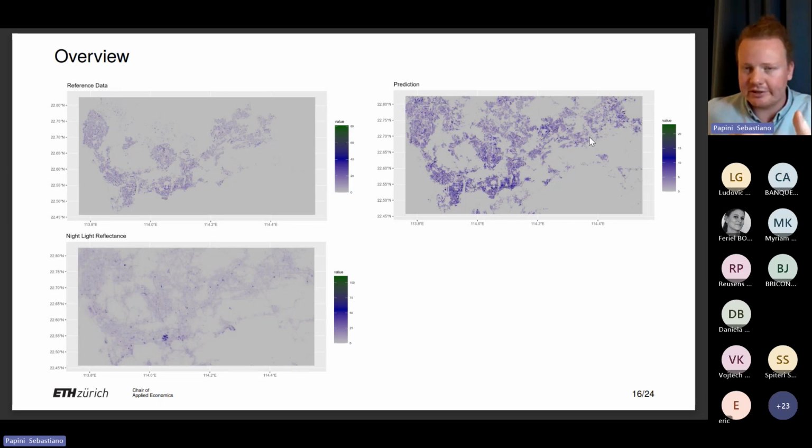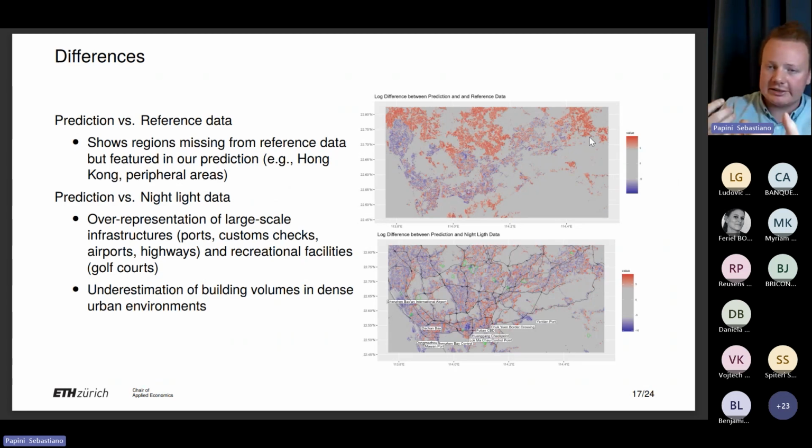So we go ahead and compare this to nightlight data. This is the whole city of Shenzhen. We see our reference data on the top left, and then the prediction on the top right, and then the nightlight reflectance on the lower left. This is all at a 100-meter scale, so it's slightly aggregated just to match the nightlight, because this is the best resolution we could get for the nightlight. I think it's very obvious that the overall structure is relatively similar.